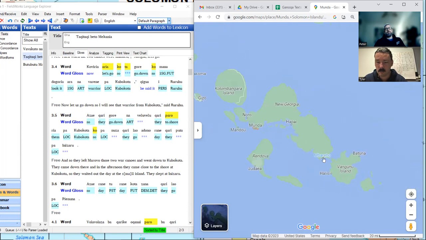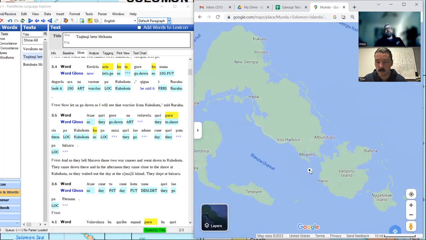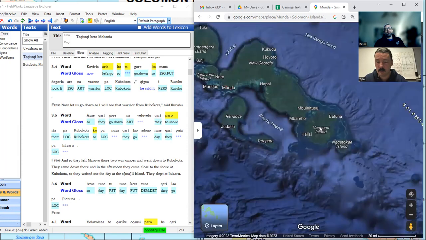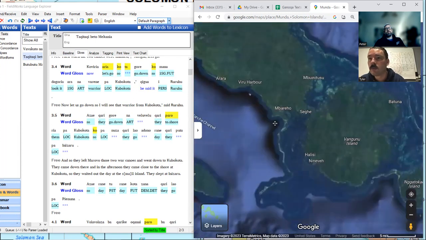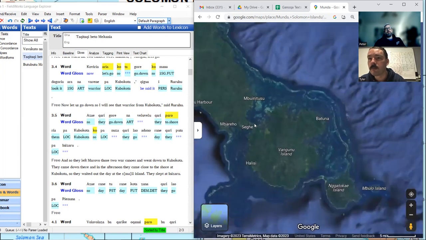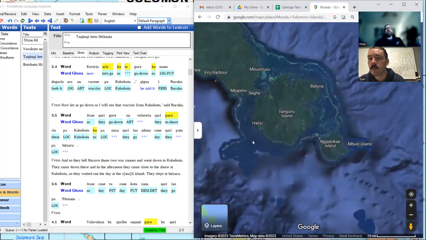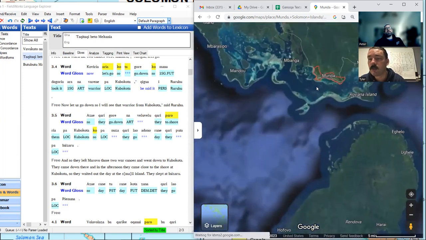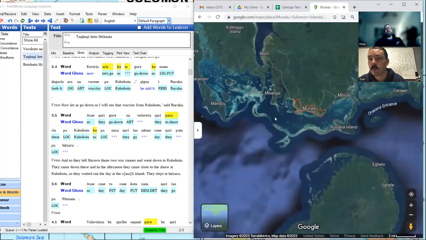Now, if you look, let's look at the satellite. Look at all this here. This is the Marovo Lagoon. And my understanding is that this is the biggest lagoon system in the world. Right? And the Roviana Lagoon is not some tiny thing either. This is the Roviana Lagoon.